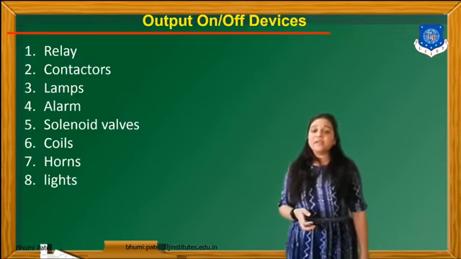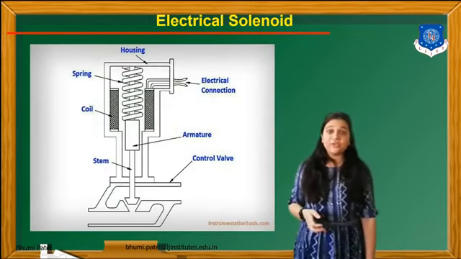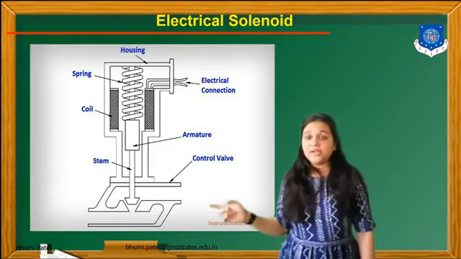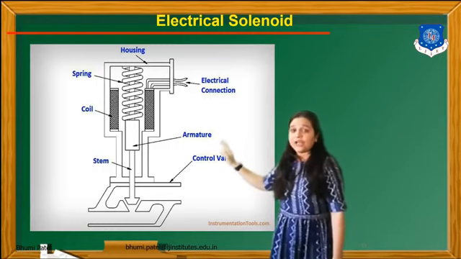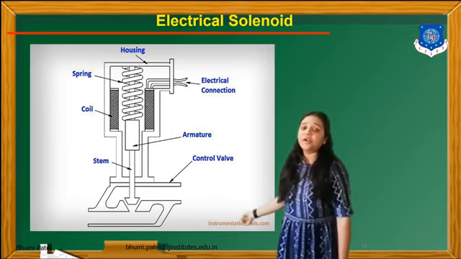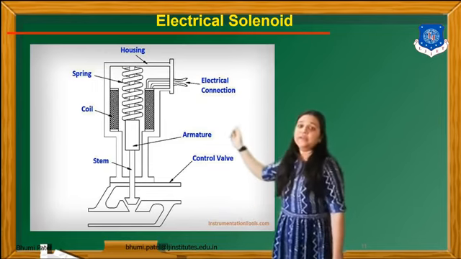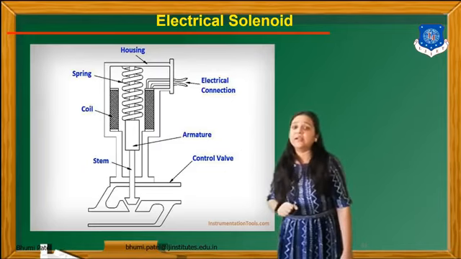The next one is the electrical solenoid. So this is the actual diagram of the electrical solenoid. As you see here, we can connect the coil. Between the coil, we can connect the spring with the stem and with the control wire, and armature will be connected between the stem and spring, and then this connection will be connected with the electrical connection.